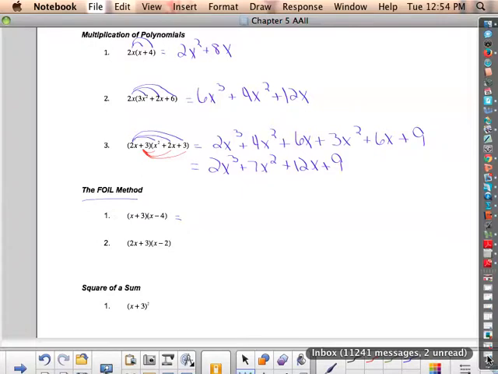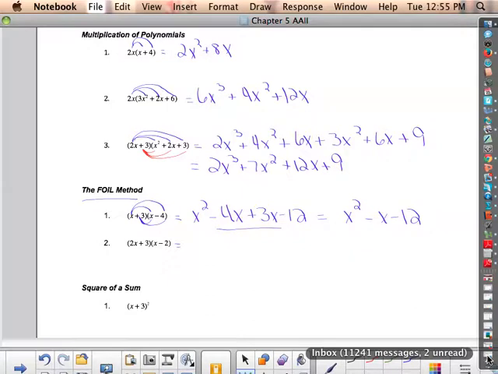So FOIL, that's first, x times x is x squared. Outer, x times minus 4 is minus 4x. Inner, 3 times x. And last, 3 times negative 4, which is minus 12. If you FOIL in this particular sequence, the middle terms can always be combined. And here we're going to get x squared minus x minus 12.